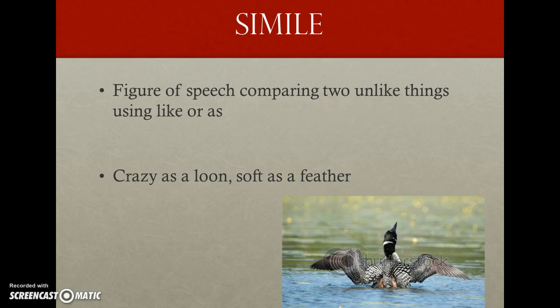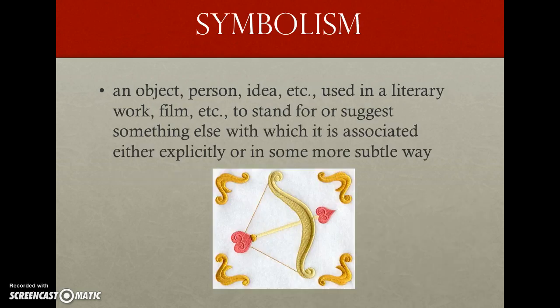Simile, like a metaphor, is comparing two unlike things, but now we're using like or as. Crazy as a loon, soft as a feather, quiet as a mouse. You're either using the word as or like. That's going to be the difference between a metaphor and a simile. Symbolism, any object, person, or idea that's used in a literary work or film that stands for something bigger. A dove would stand for peace. In Hunger Games, the Mockingjay became a symbol, and it was a symbol that was used throughout.